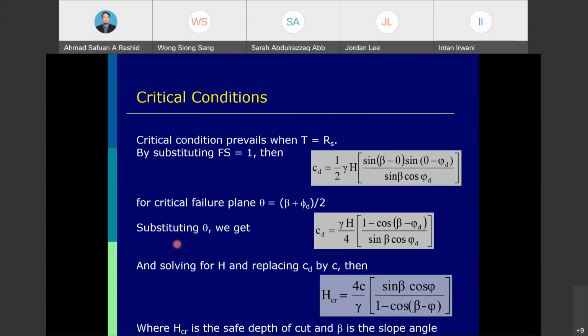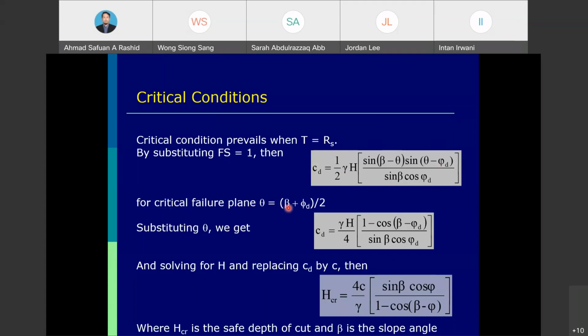So later on, we may introduce several equations. For example, the critical condition is when W sine theta is equal to RS. By substituting FS equal to 1, we obtain CD equal to half gamma H times sine beta, as shown in this equation. Okay, so for the critical failure plane, the theta that should be used is equal to beta plus phi D over 2, okay?